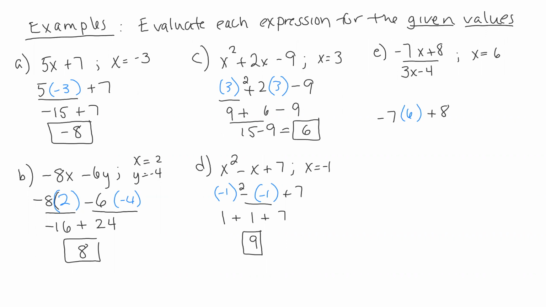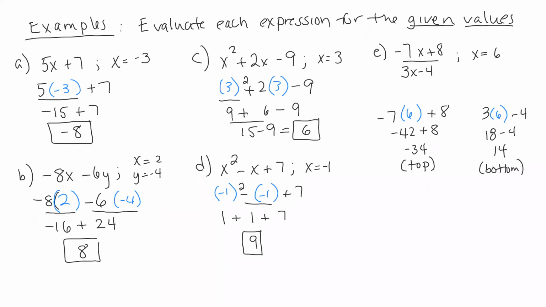Well, -7 times 6 is -42. And then negative 42 plus 8 is going to be, let's see, negative 34. We can look at the bottom now. We get 3 times x, which is 6, minus 4. Well, 3 times 6 is 18, minus 4 is 14. Okay, so we have these two separate values. Negative 34 is the top, 14 is the bottom.